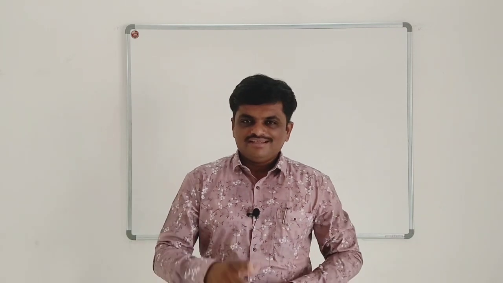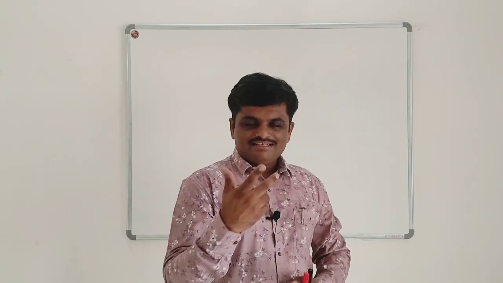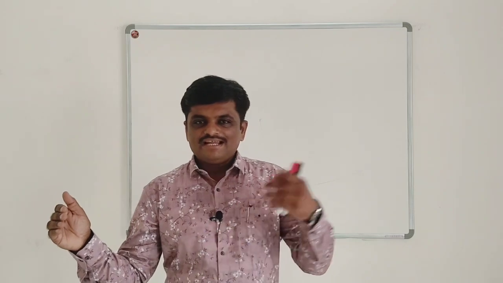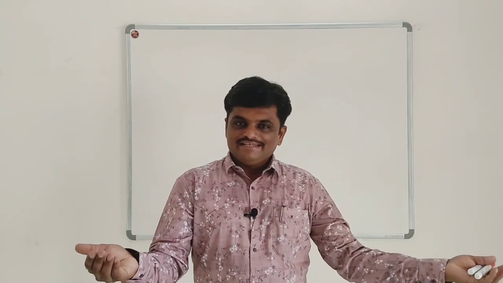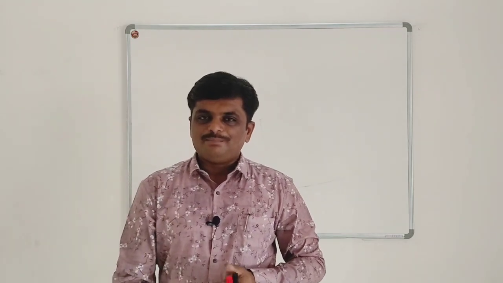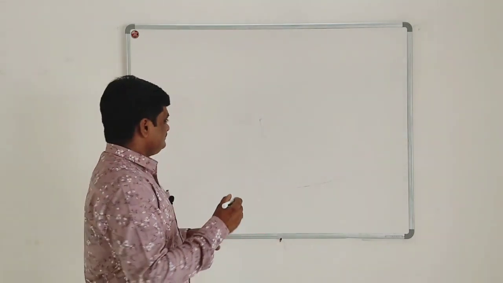Now friends, let us see the symbol of BJT. So in BJT we have two types, NPN and PNP. As the name indicates, in NPN the emitter and the collector are of N-type material, while the base is P-type material. And in PNP transistor, the emitter and collector are of P-type material and the base is N-type material. As there are two types of BJT, there will be two symbols, one for NPN transistor and second for PNP transistor. Now let us draw the symbol of these transistors.